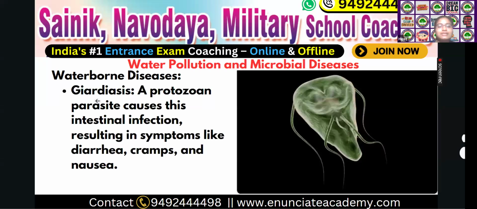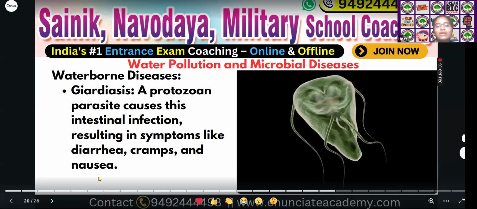Okay, the next one is giardiasis. This is a protozoa. A protozoan parasite causes this intestinal infection, resulting in symptoms like diarrhea, cramps, and nausea. Cramps mean burning in your stomach. Okay, what are the microbes that cause giardiasis?